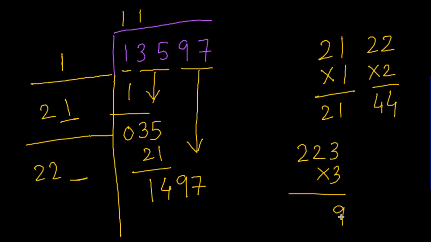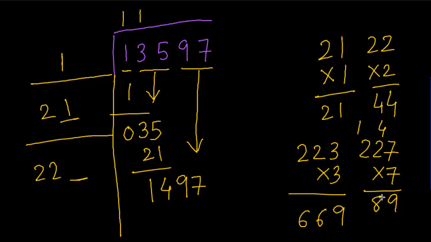3 3s are 9, 3 2s are 6, and 3 2s are 6. Still it's quite far. Let us try with say 7 into 7. 7 7s are 49. 7 2s are 14, 15, 16, 17, 18. 7 2s are 14 plus 1, 15. So that is crossing 1497.